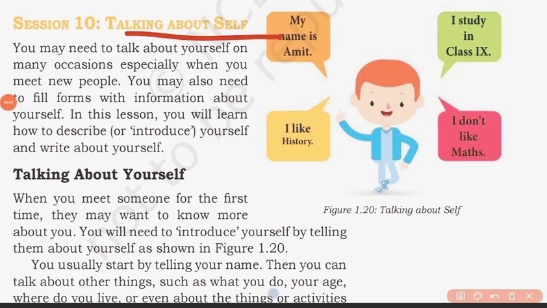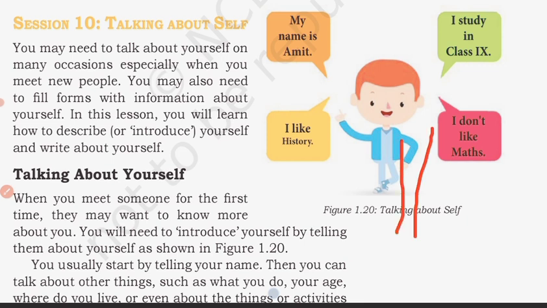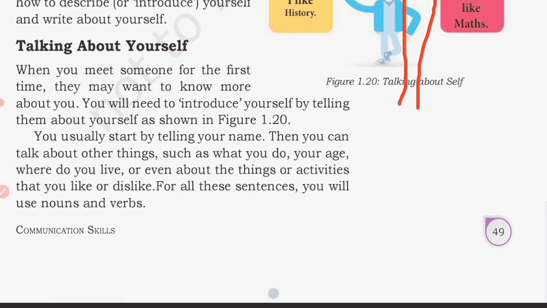Next is talking about self. So you may need to talk about yourself on many occasions, like when you meet someone for the first time, they may want you to know more. You need to introduce yourself by telling them about yourself.